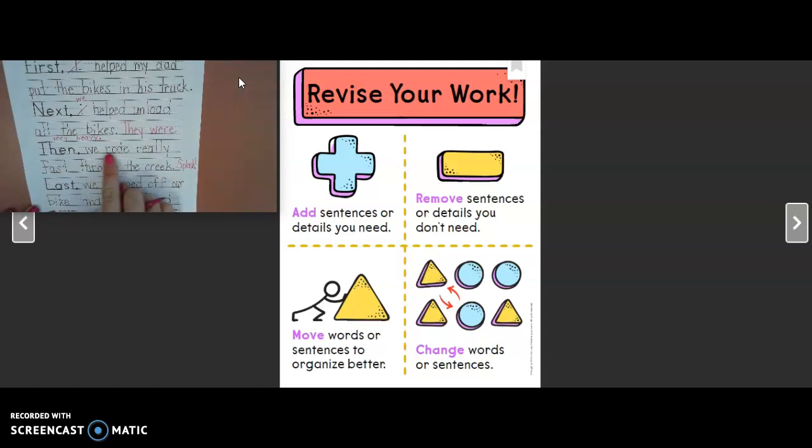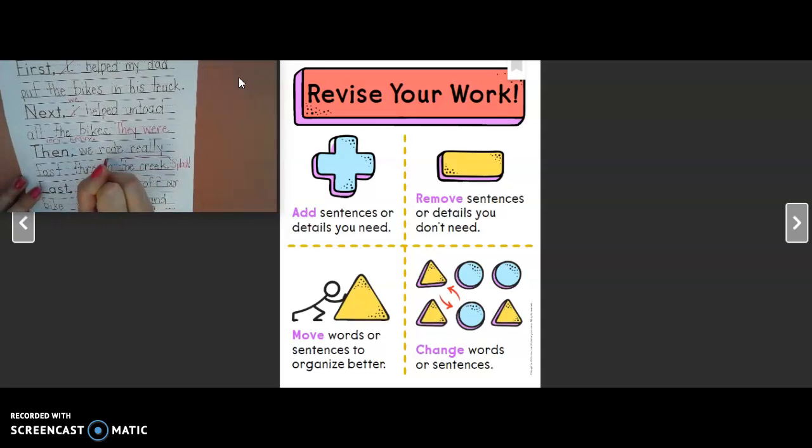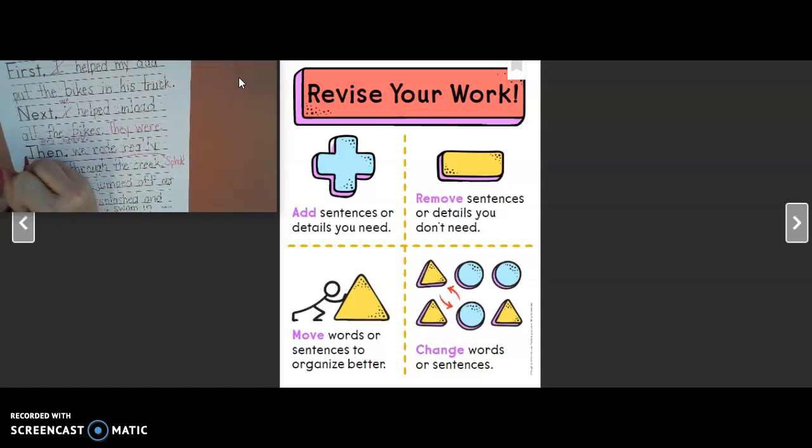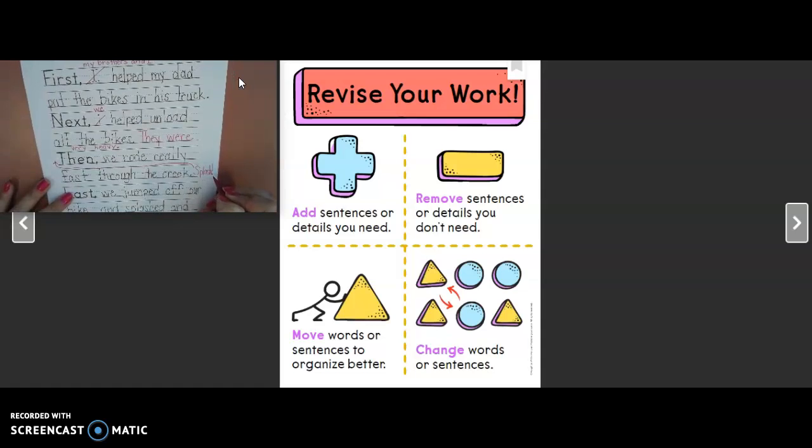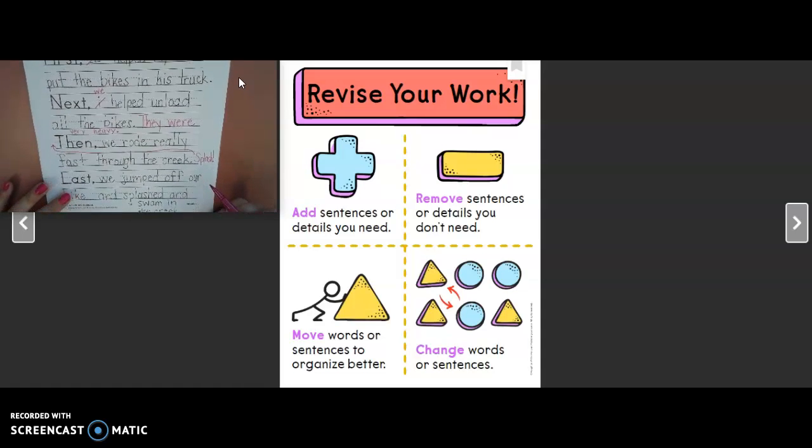Okay. Then I have another idea. Then we rode really fast through the creek. Splash. What if I put my splash? I'm going to move this word to organize this better. This sound word would sound so much better before the sentence because it makes my readers think, what does that splash mean? It gets them interested. So I'm going to say splash before I say this sentence. Splash. Then we rode really fast through the creek. Ooh, I like that a lot better.